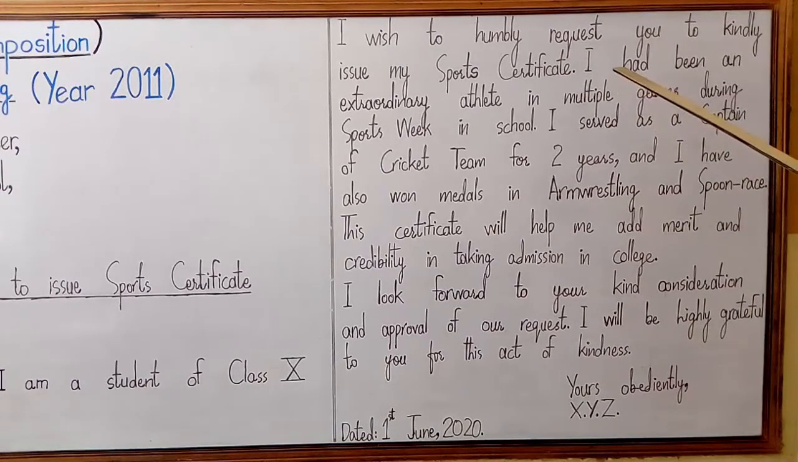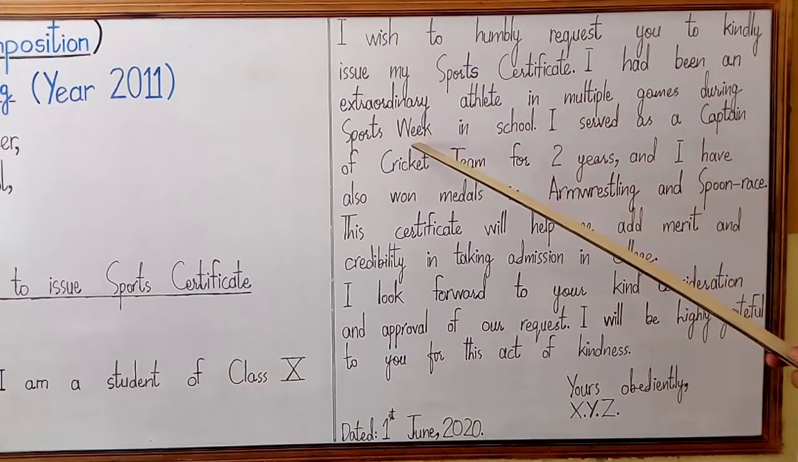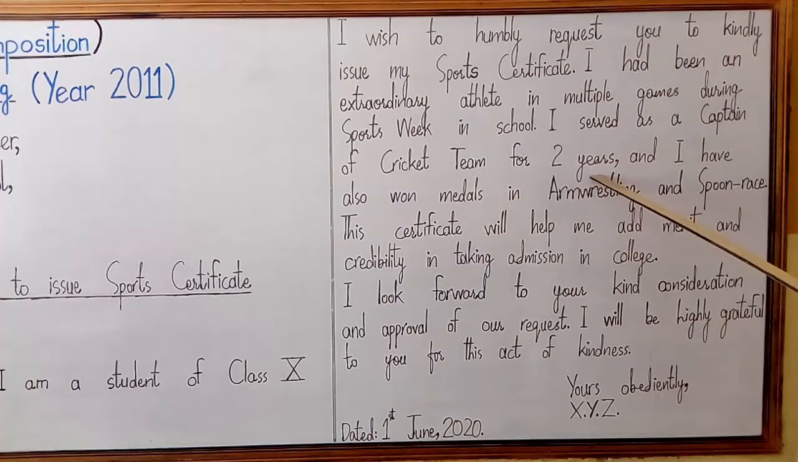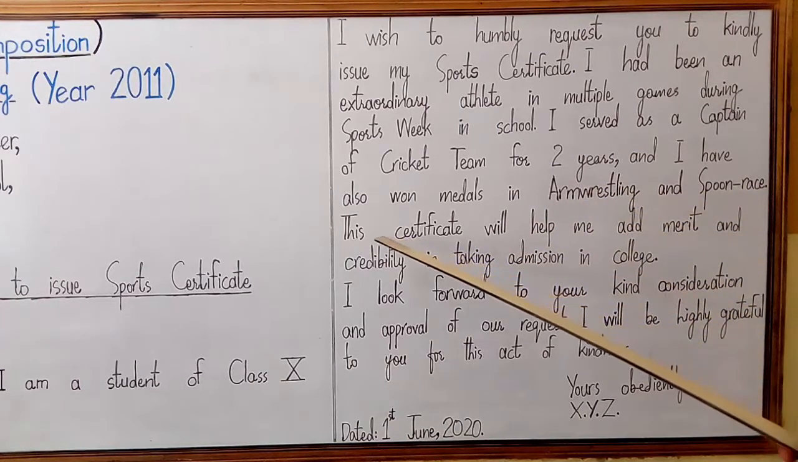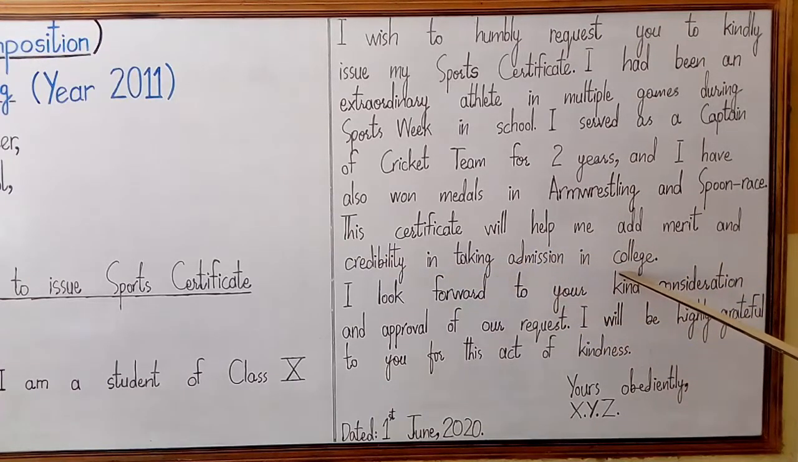So here I have demonstrated a couple of reasons why you are making the request to issue you the certificates. I had been an extraordinary athlete in multiple games during sports week in school. I served as a captain of cricket team for 2 years and I have also won medals in arm wrestling and spoon race. The second reason you are giving, this certificate will help me add merit and credibility in taking admission in college. So this is how you have justified with 2 reasons that why you are making a request of issuing you the sports certificates.